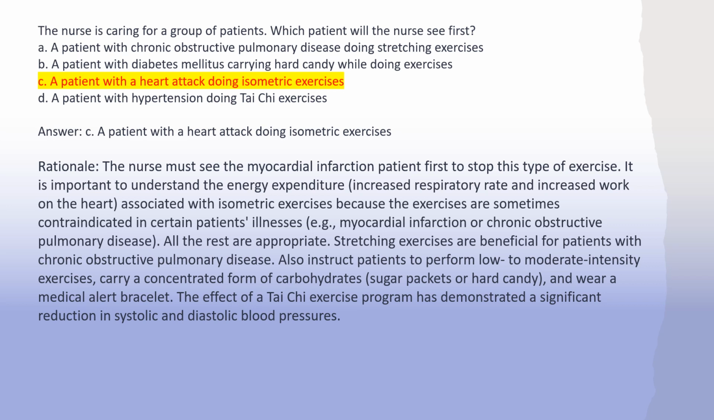All the rest are appropriate. Stretching exercises are beneficial for patients with chronic obstructive pulmonary disease. Also instruct patients to perform low to moderate intensity exercises, carry a concentrated form of carbohydrates, sugar packets or hard candy, and wear a medical alert bracelet. The effect of a Tai Chi exercise program has demonstrated a significant reduction in systolic and diastolic blood pressures.